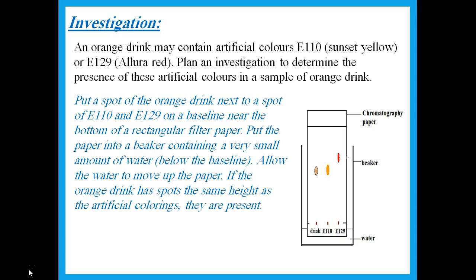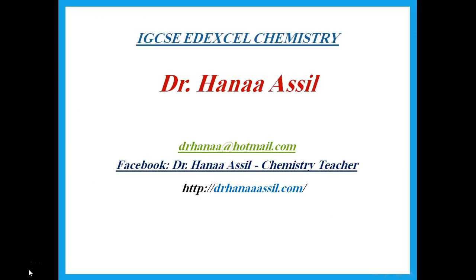You have to explain the experiment in detail, and you have to tell me how I know whether my answer is correct or wrong. You don't have to tell me if it's correct or wrong, but you have to tell me how I determine what is correct and what is wrong. So if the drink contains one of these colorings, it should have a spot the same height as the coloring. Okay, and that's the end of the questions on elements, compounds, and mixtures.